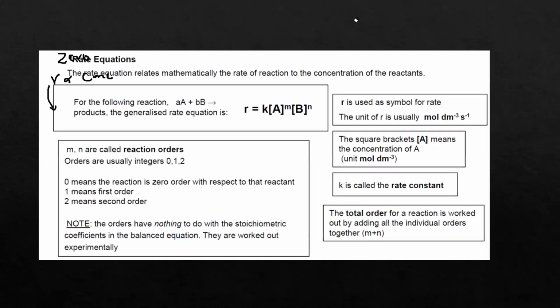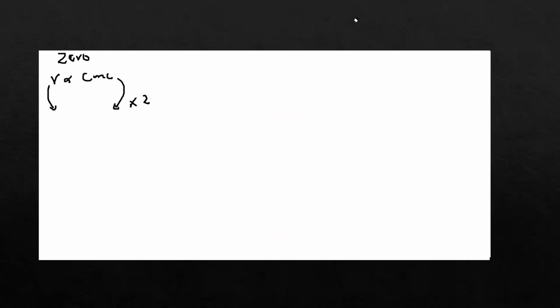or for a zero order, if we double the concentration, the rate will remain the same. Like if I say originally I was having 2 in concentration, so if we double the concentration, there will be no change in rate. If we triple the concentration, there is no change. It will remain the same.